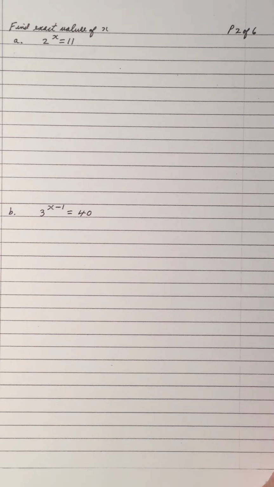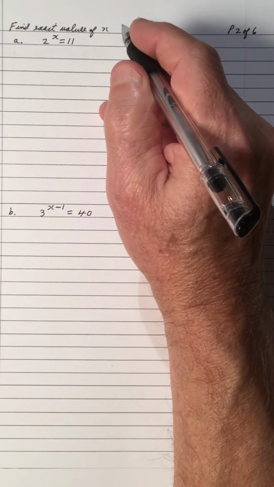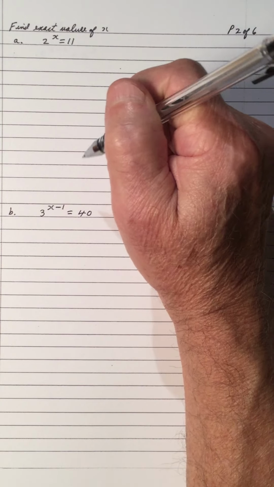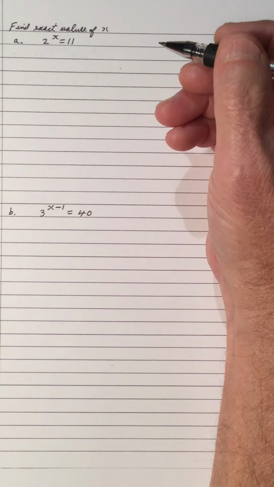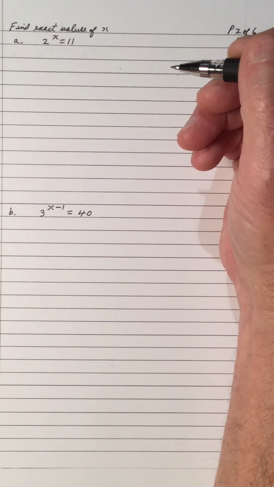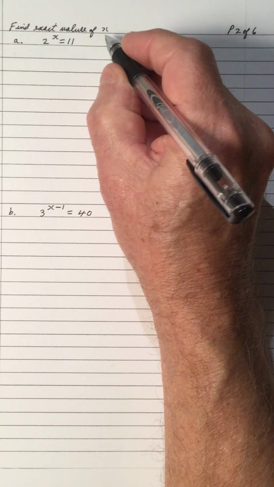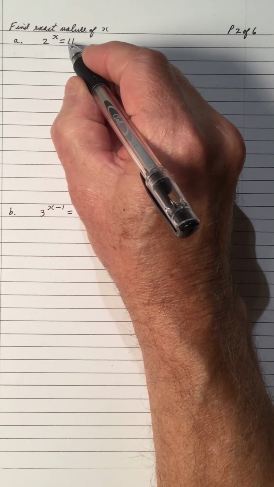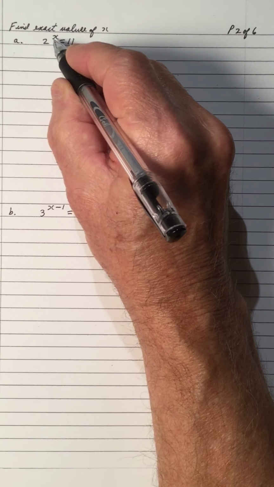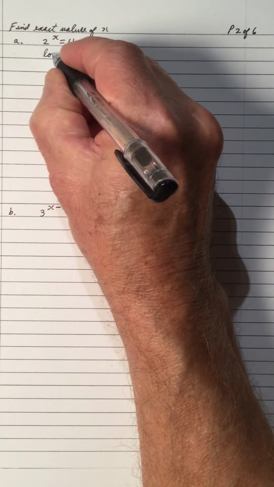In this video, we're going to find the answers as the exact value, which means you're not going to come up with a decimal as an irrational number. Let's do some examples to show you what I'm talking about. Find the exact values of x. Notice that 2 to the x equals 11. X is in the exponent, so we have to do the log of each side.